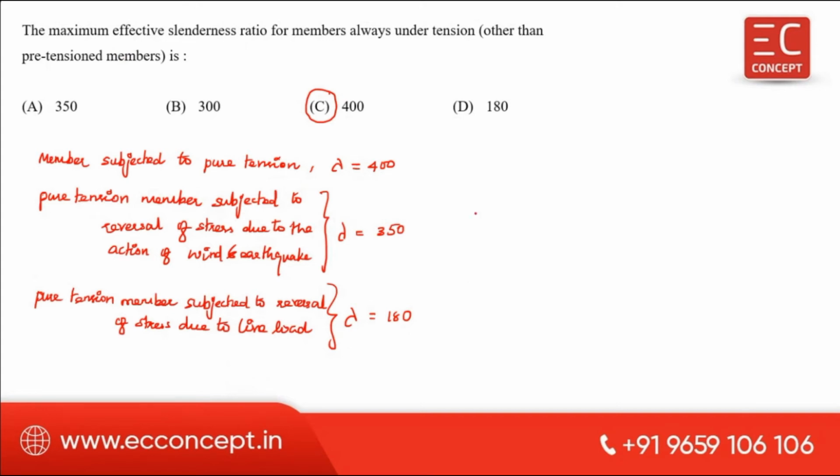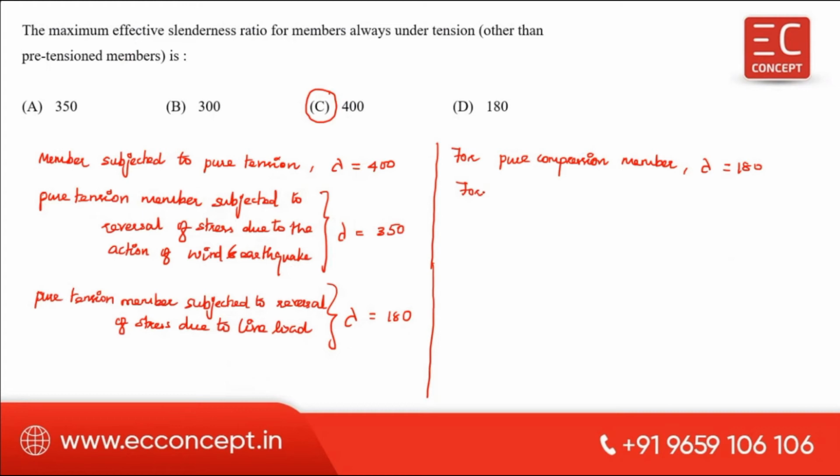Okay, and for pure compression member, lambda, this also may be asked. For pure compression member, lambda is equal to 180. Okay, for pure compression member, the lambda we will take is equal to 180.